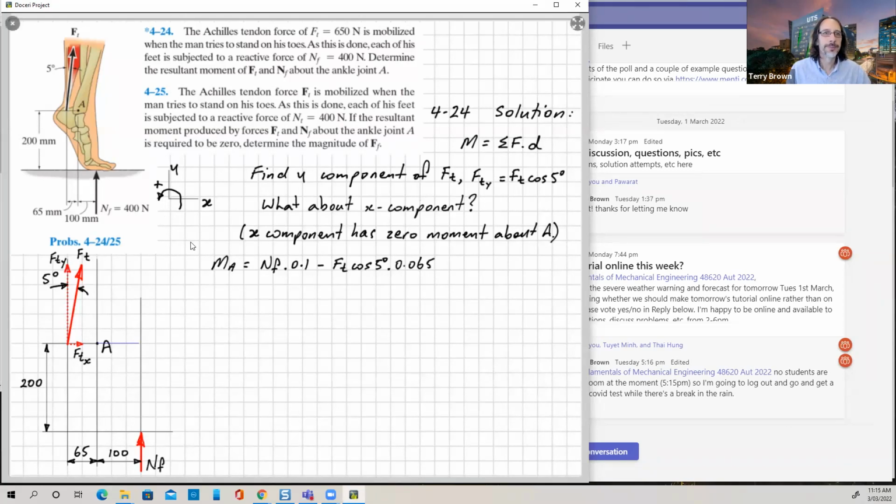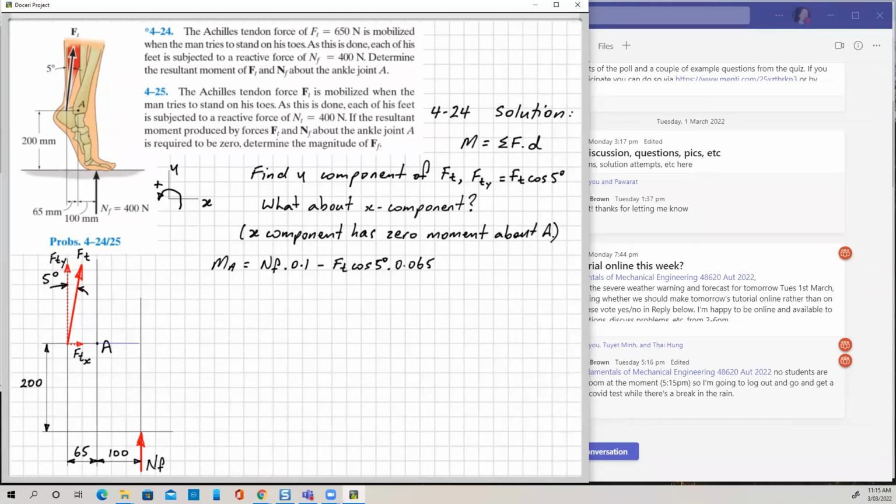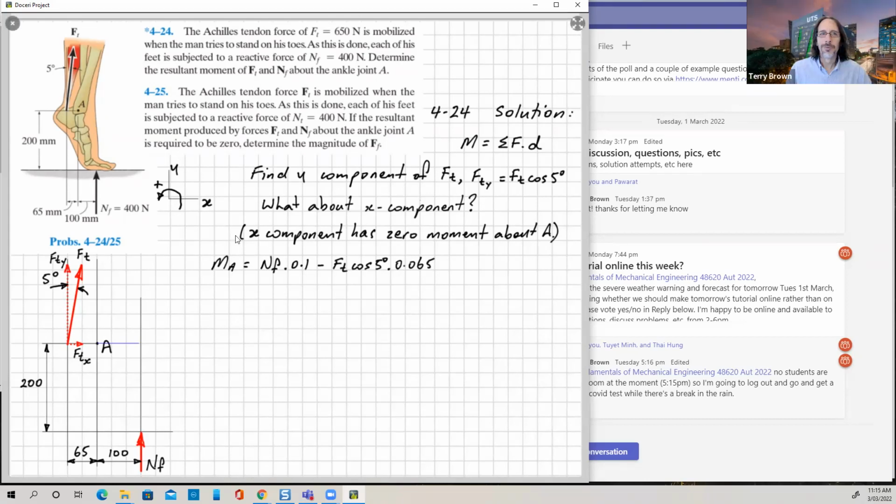Jacob, you got a question? Yeah, so is it at the person's own discretion to decide which way is positive, or is there like a tradition, a rule? For those who didn't hear the question: can you just decide for yourself which is positive, clockwise or anti-clockwise, or is there a rule?